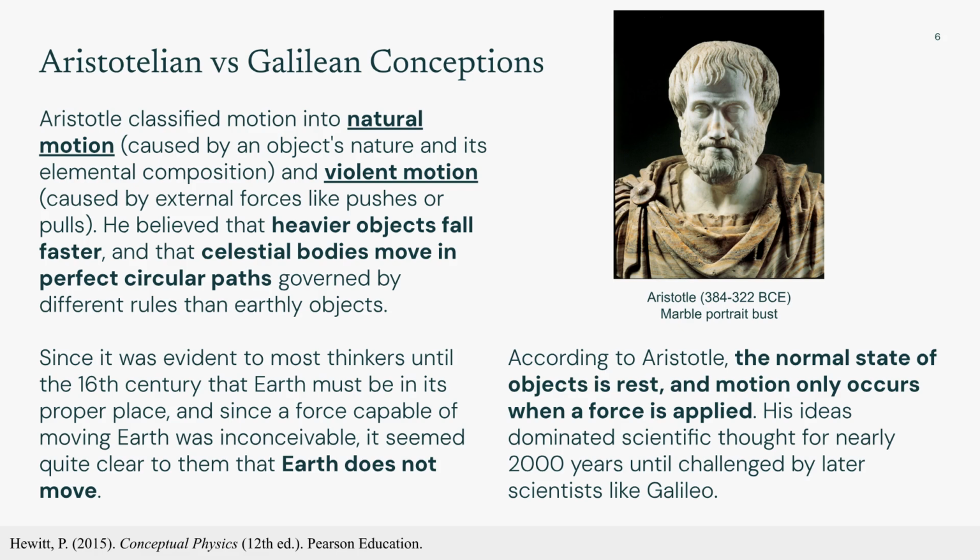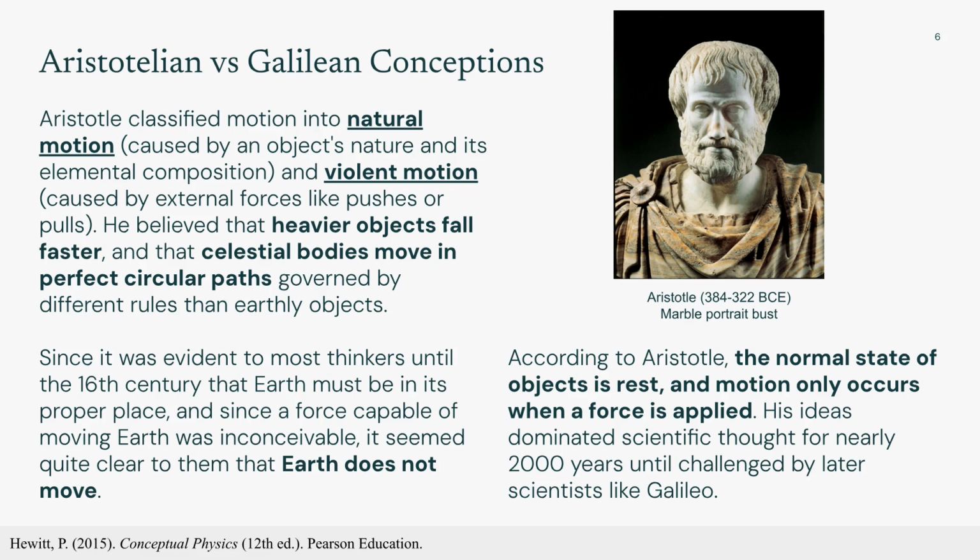Let us compare how 2 great scientists viewed motion. Aristotle believed that objects naturally seek a state of rest, and that motion only occurs when a force is applied. He divided motion into natural motion, based on an object's composition, and violent motion, caused by external pushes. For almost 2,000 years, people also believed his idea that heavier objects fall faster. Think of a heavy rock falling faster than a feather. This ancient view was highly influential, but not entirely correct.